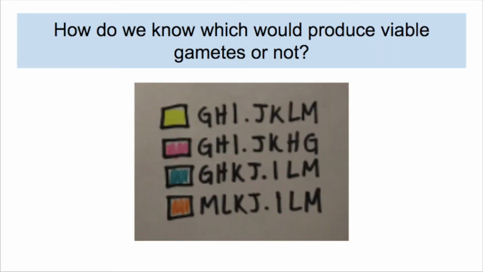How do we know which would produce viable gametes or not? To produce viable gametes, the chromatids must not repeat or skip any letters. We can tell from the letters in the yellow that it never repeated and all the letters were used, so this one is viable. Pink repeats, so it is not. Blue is viable because it contains all the letters and does not repeat, and orange is not viable since it repeats and doesn't include some letters.